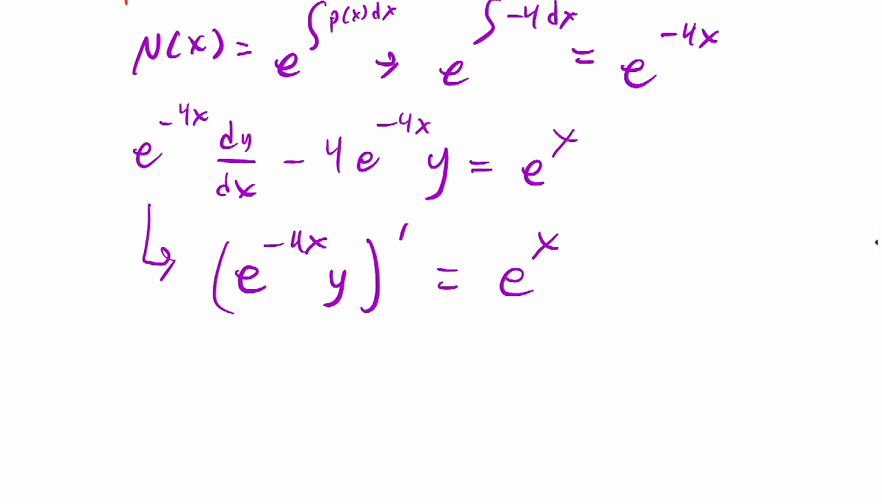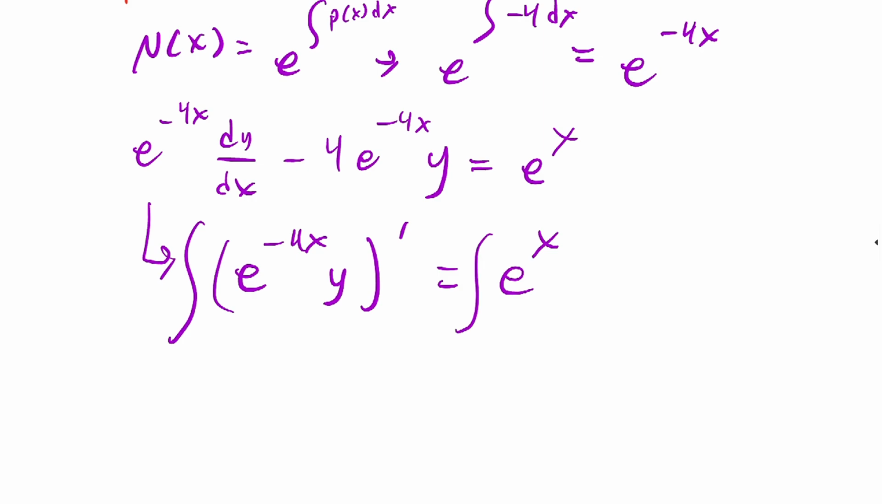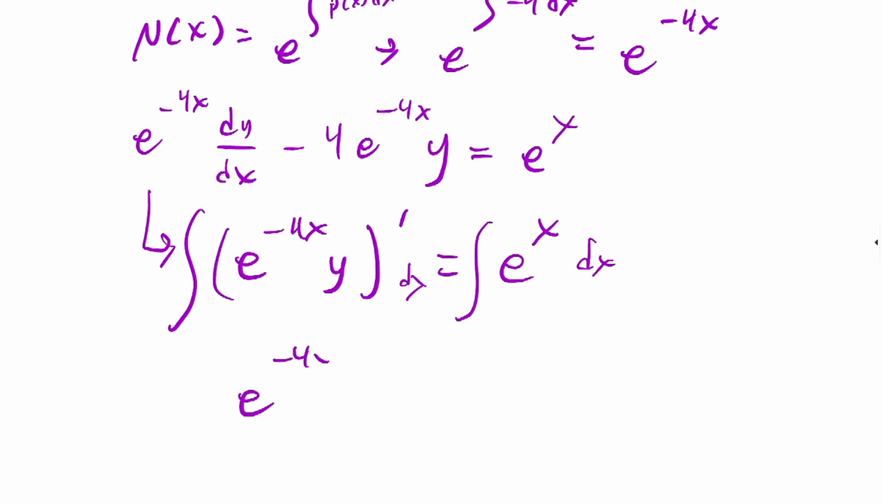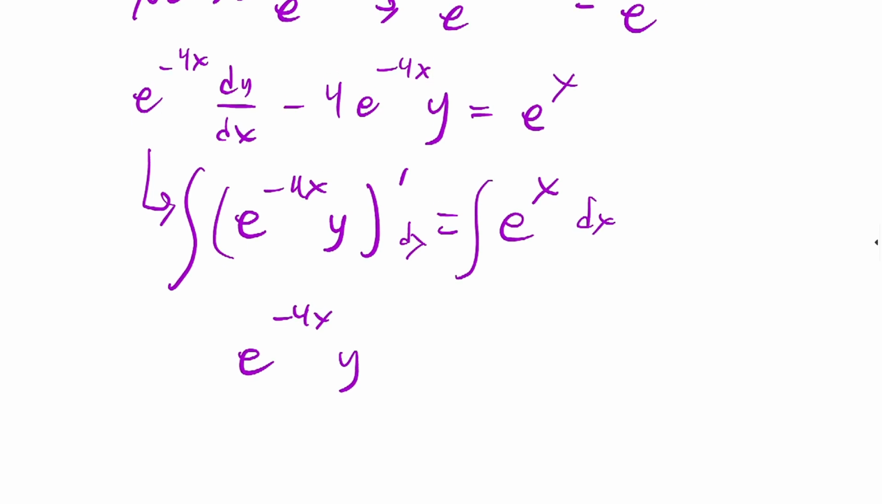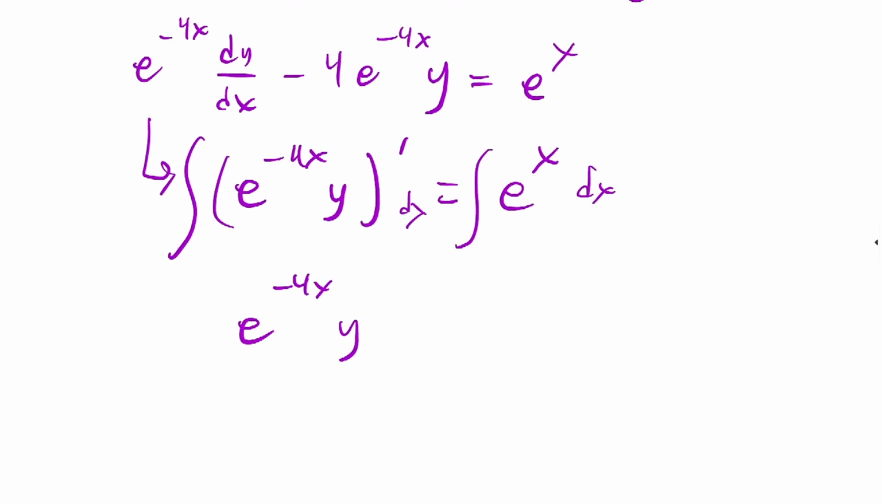Now this differential equation is solvable. So from here, if you just integrate both sides with respect to x, of course, the left-hand side is just going to be e to the negative 4x y, right? The integral of the derivative. And then the right-hand side is just e to the x plus c, and that's where the plus c comes from.